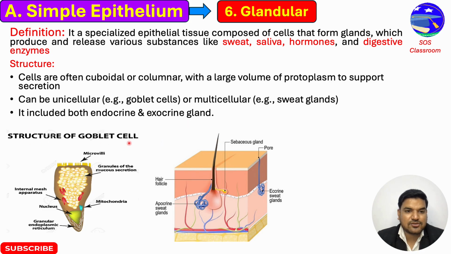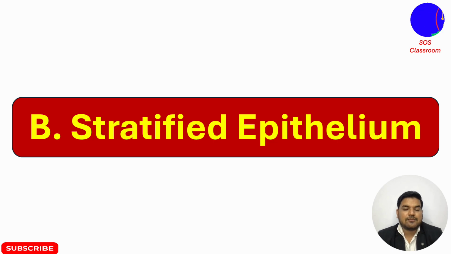You can see this is the structure of a goblet cell. This is the nucleus, this is the microvilli, and these are the granules of mucous secretions. And this is the structure of the sweat glands. You can see this is an apocrine sweat gland. So these are examples of glandular tissue. So this is all about simple epithelial tissue.